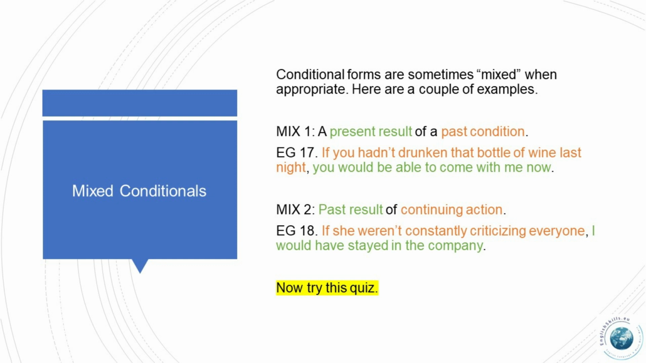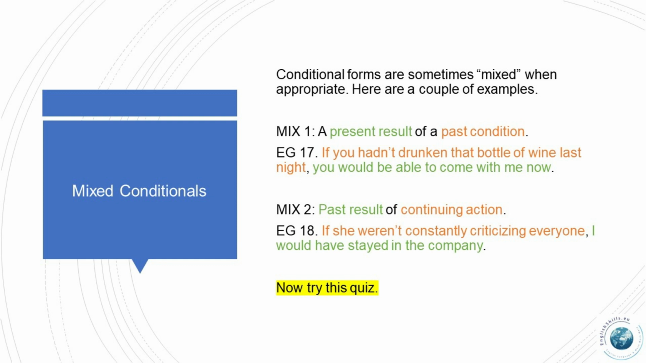So there was a past condition. Sure, there could have been a past result, but maybe there's a present result. If you hadn't drunk that bottle of wine last night, so that was the past condition, you would be able to come with me now. Do you see the mixture there? We're not saying would have, which would be past. We're throwing in from the second conditional, you would be able to. So we can mix up the present in green with the past in orange, the third conditional with the second conditional.